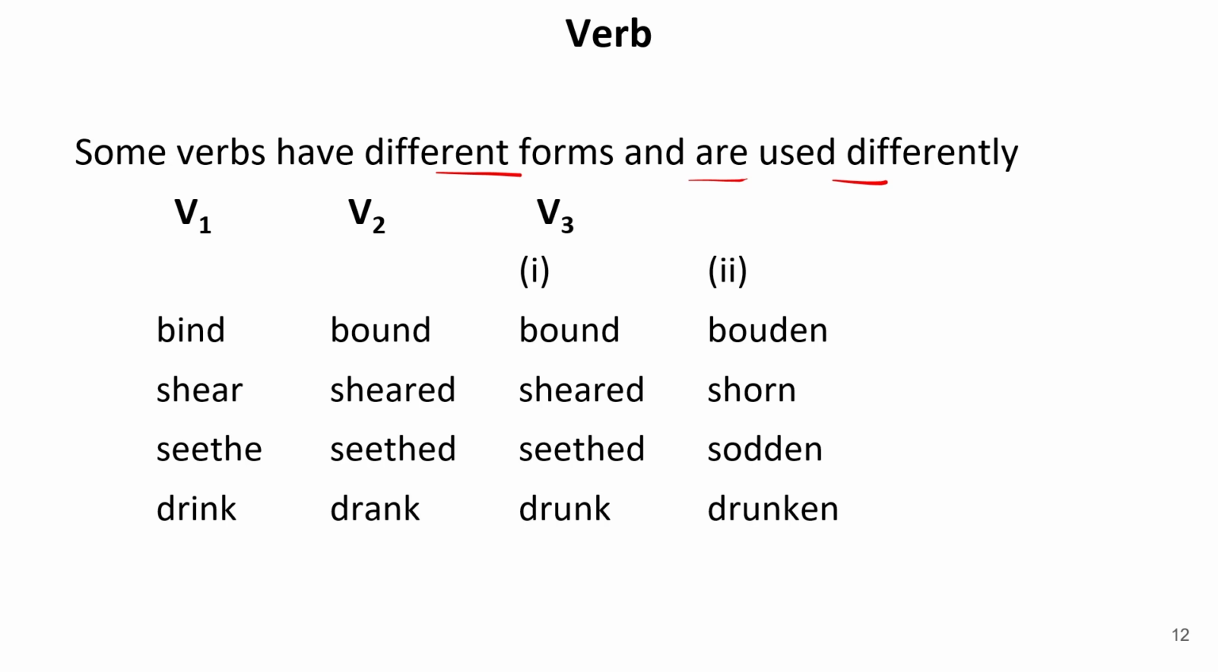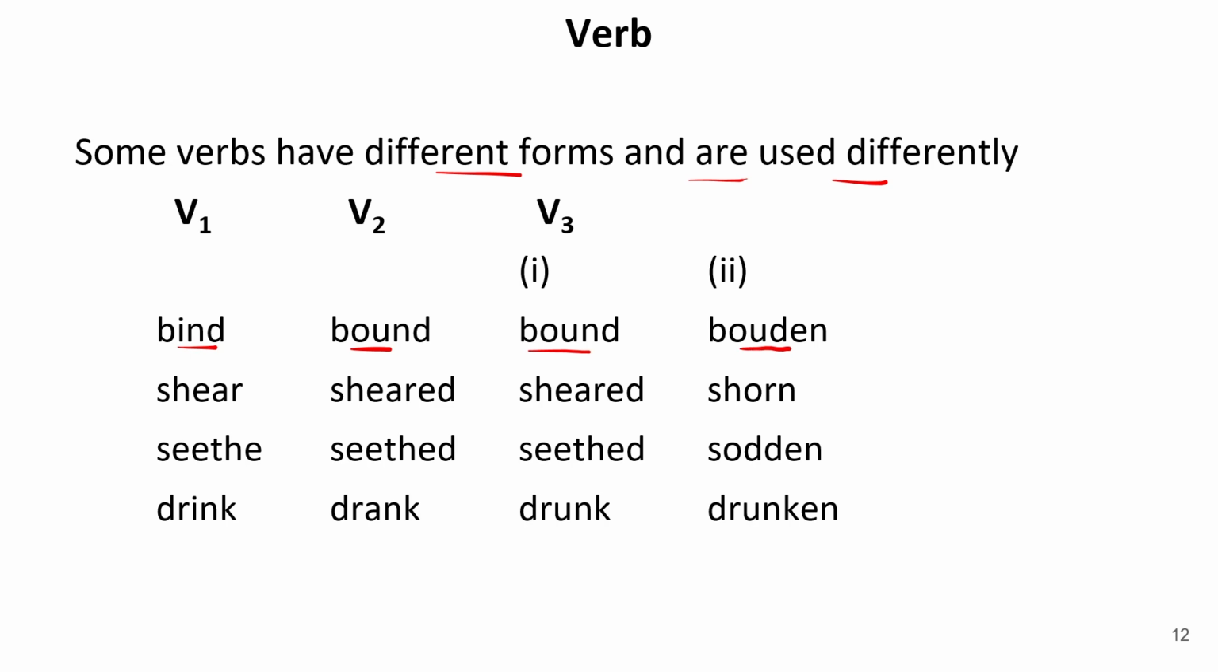Now, these verbs are used differently. How? Let us see one by one. First, we have a word bind. The second form of it is bound. Third form is again bound. And third form is again bounden.